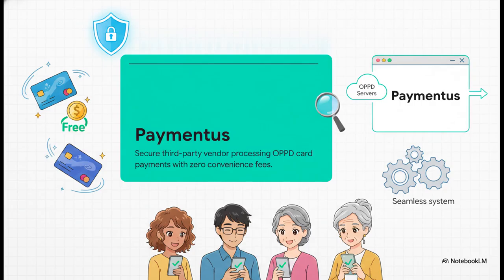OPPD actually uses a highly secure, specialized third-party provider called Paymentus. When you go to pay with your card, you're seamlessly redirected to their secure window. This keeps OPPD servers totally safe, but here's the absolute best part for you. Paymentus processes your cards without charging you a single cent in inconvenience fees. No way, right? But it's true. It's a completely free service for registered residential users.